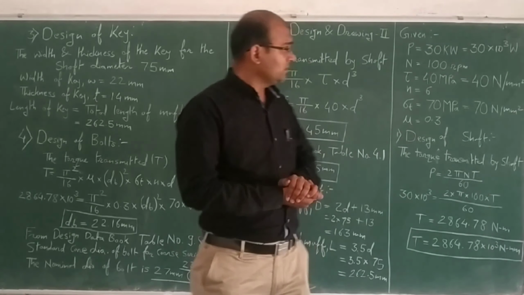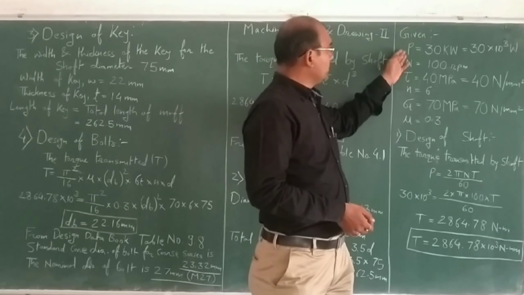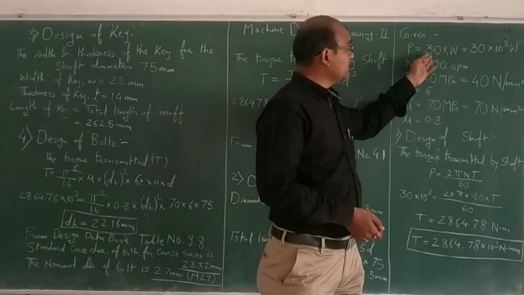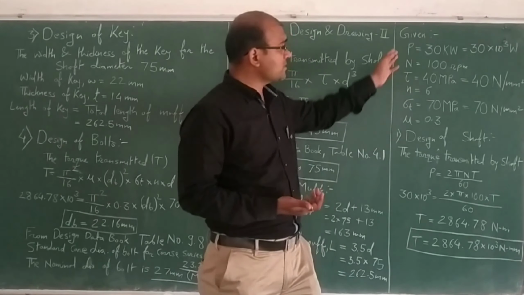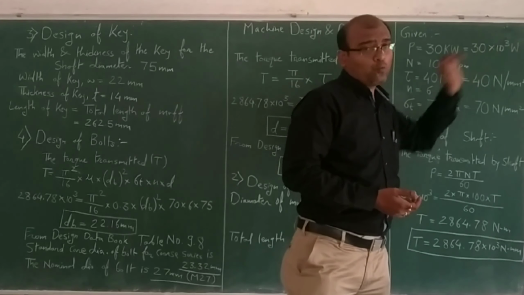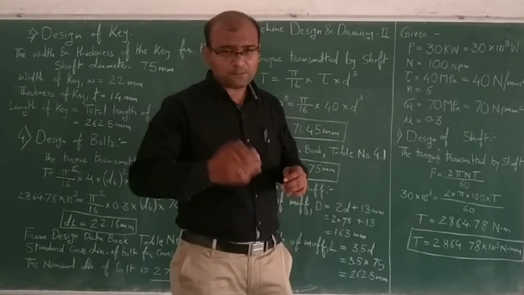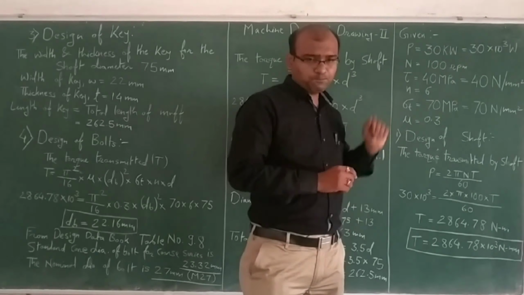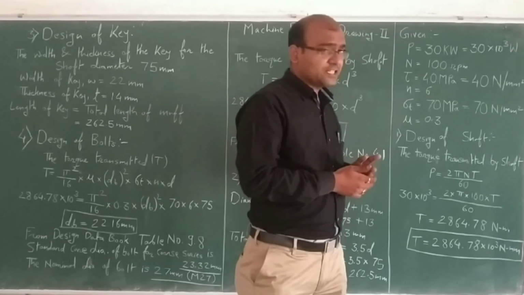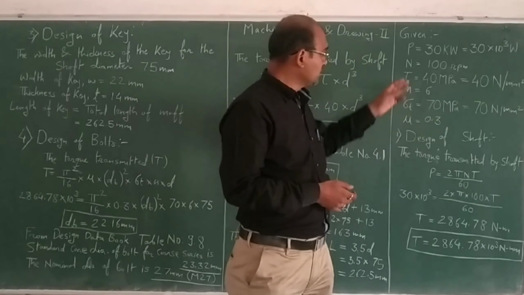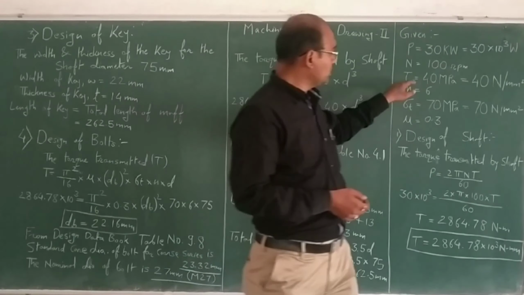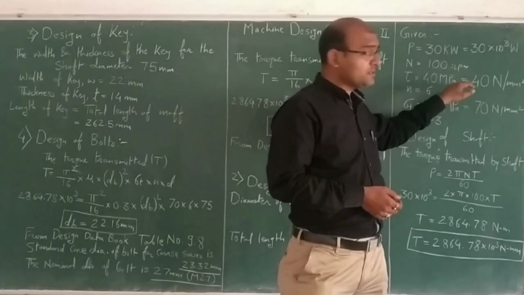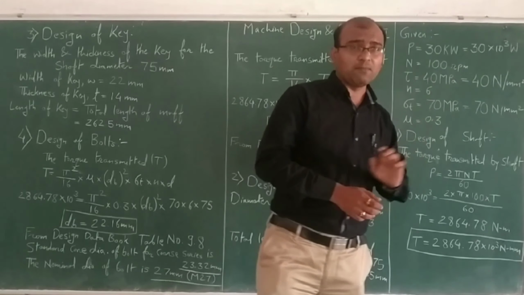In the given conditions, check the first one. Given is the power P. P is 30 kilowatt, which means 30 into 10 power 3 watt. After that, speed is given as N. N equal to 100 rpm. Then the next one is the shear stress, tau equal to 40 megapascal. It means 40 Newton per mm square.